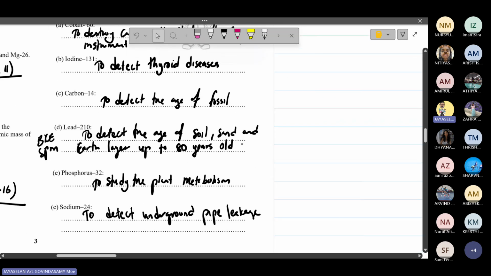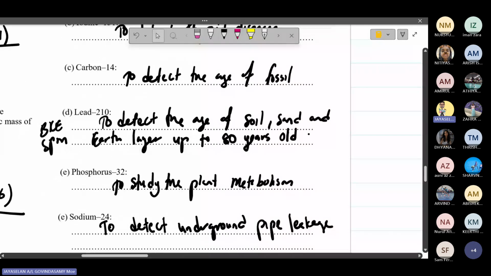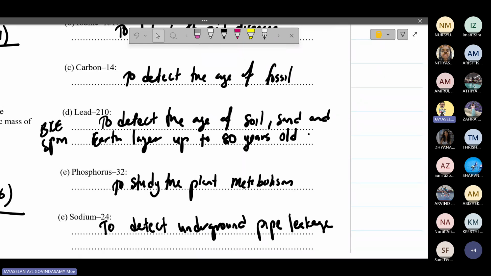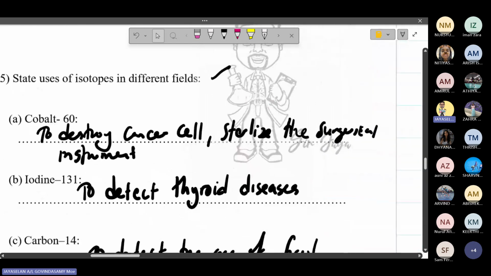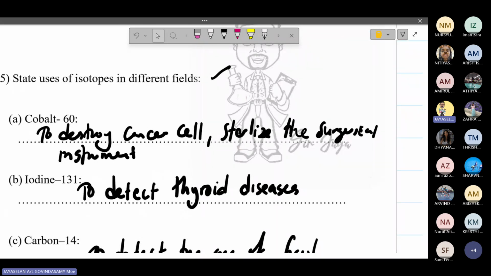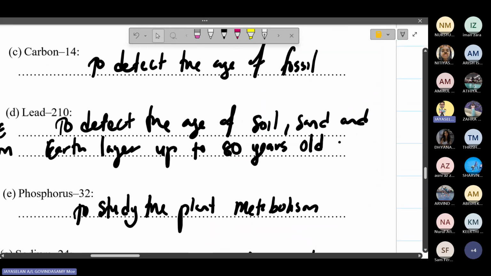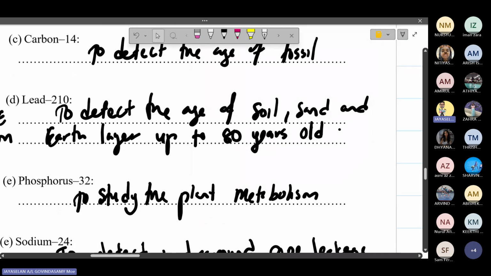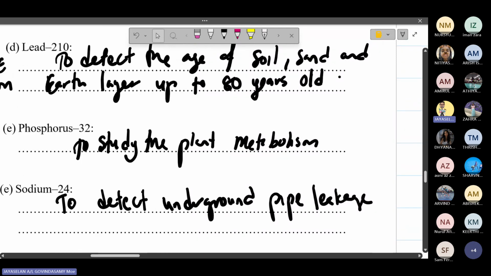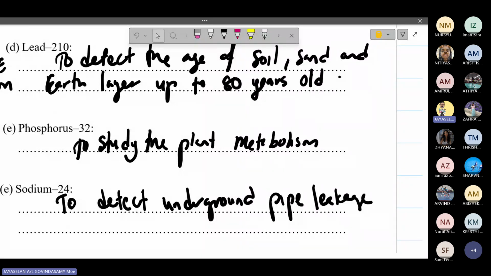So all this will give you full marks, you know. Make sure you memorize. After this chapter 2, whatever question you all can do. Okay, the module in the group, redo again, watch the recording and check. To destroy cancer cell, to sterilize the surgical instrument, cobalt 60. To detect thyroid diseases, iodine 131. Carbon 14 to detect the age of fossil. Lead 210 to detect the age of soil, sand, and earth layer up to 80 years old. Phosphorus 32 to study plant metabolism. Sodium 24 to detect underground pipe leakage.